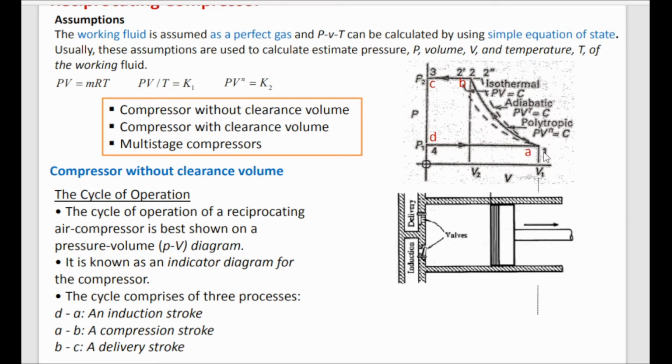And you can see here 1 to 2 double dash, that is your polytropic process, and 1 to 2 is the adiabatic process, and 1 to 2 dash is what happens when we assume that the process is isothermal. Now the work done by this piston on the fluid is equivalent to this area. So you can see the lesser area is when we assume the process to be isothermal, and in between adiabatic and isothermal, it will be the polytropic process. And when it happens in the adiabatic manner, then the work needed to compress the fluid is more.